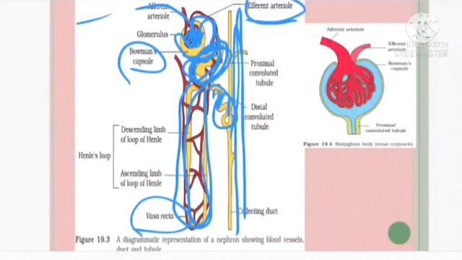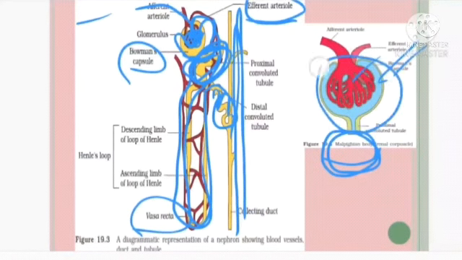Hope it's clear. Now, Malpighian body. What do you mean by Malpighian body? This portion we call the Malpighian body. What all does it contain? It contains the glomerulus and Bowman's capsule. Combined together, we call them the Malpighian body.